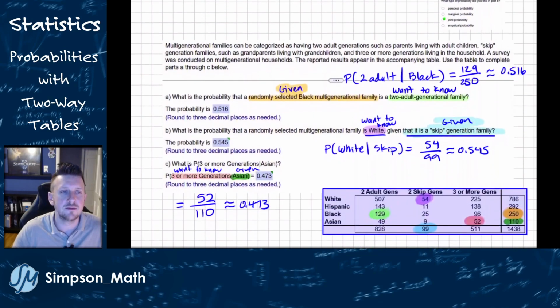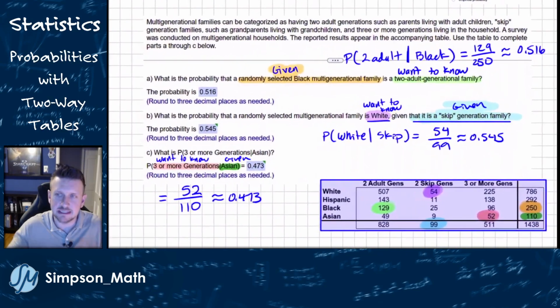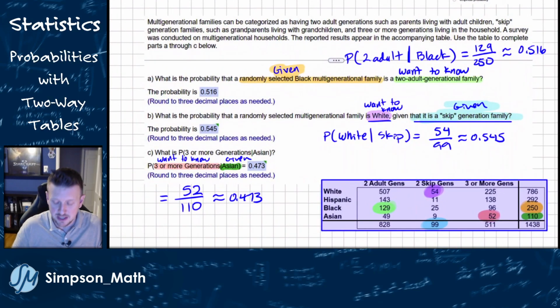All right, so multi-generational families, again, can be categorized. It's the same situation, new question. The numbers are slightly different because it's just randomly generated values. Now we have the question: what's the probability that a randomly selected multi-generational family is a two adult generational family? In our English ears, we like to hear the conditional statement first. In probability questions, it's not always given first, but in our common speak, that is often the case.